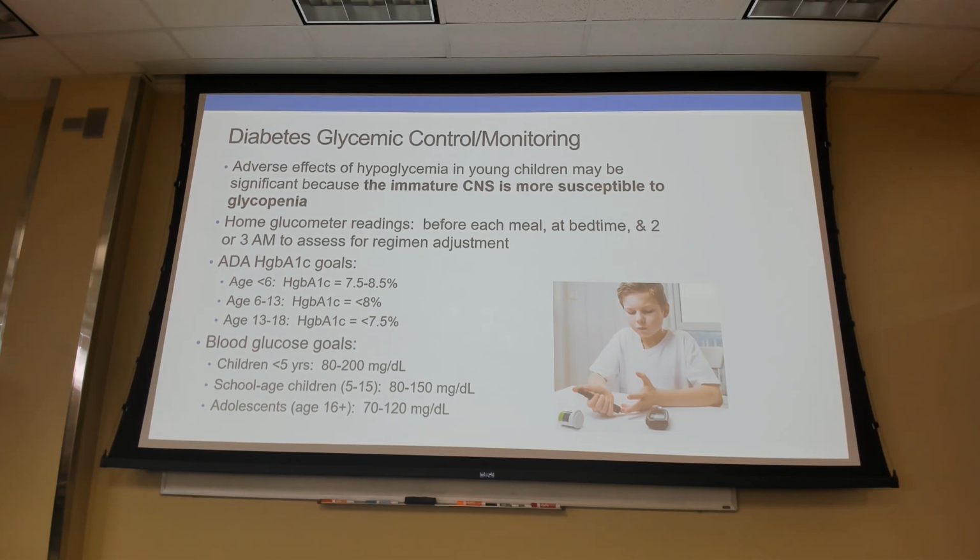So what I want you to take away from this is don't spend your time memorizing if they're this age and they're this age. My point is that we keep them higher than we do adults, because the younger you are, if you're under 6, I would rather you stay up at an A1C of like 8.5% rather than go low. Okay? That's what I need you to take away. So the younger you are, the higher your goal glucose is to prevent going low.